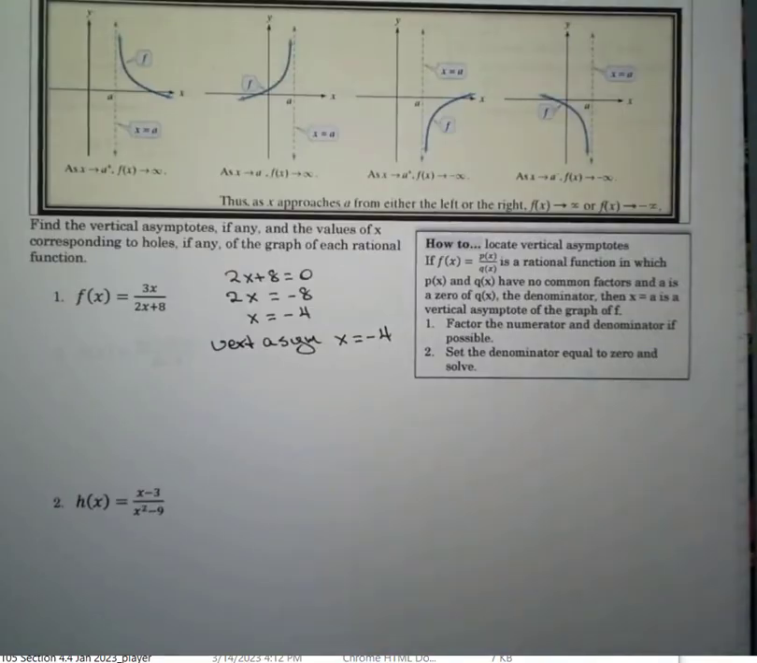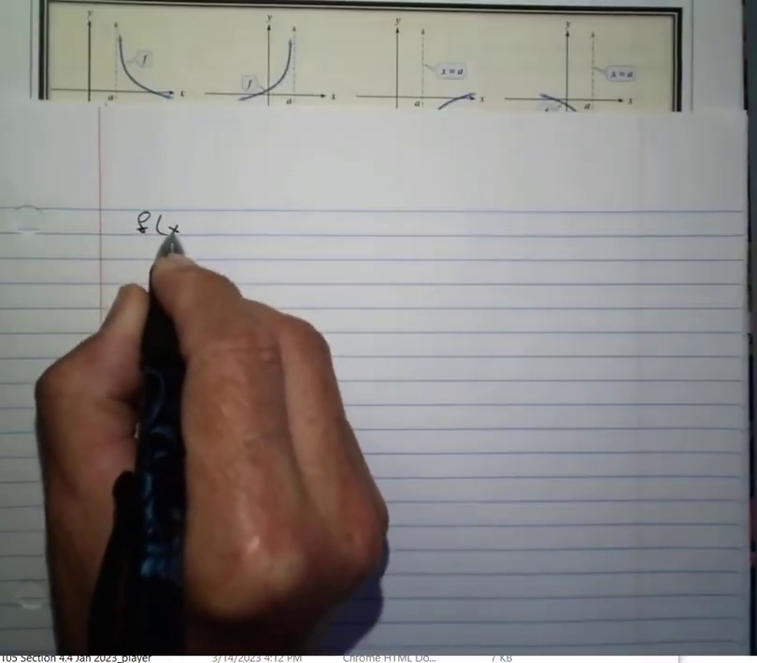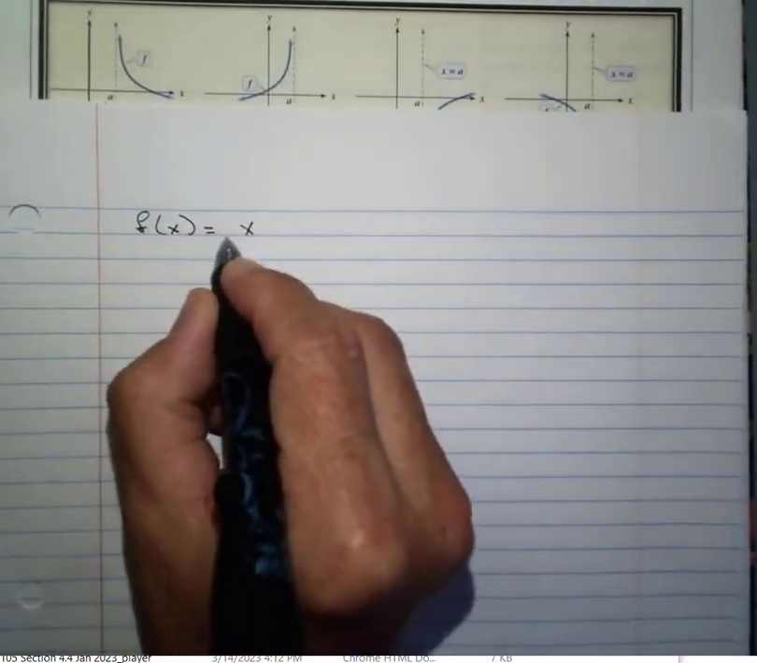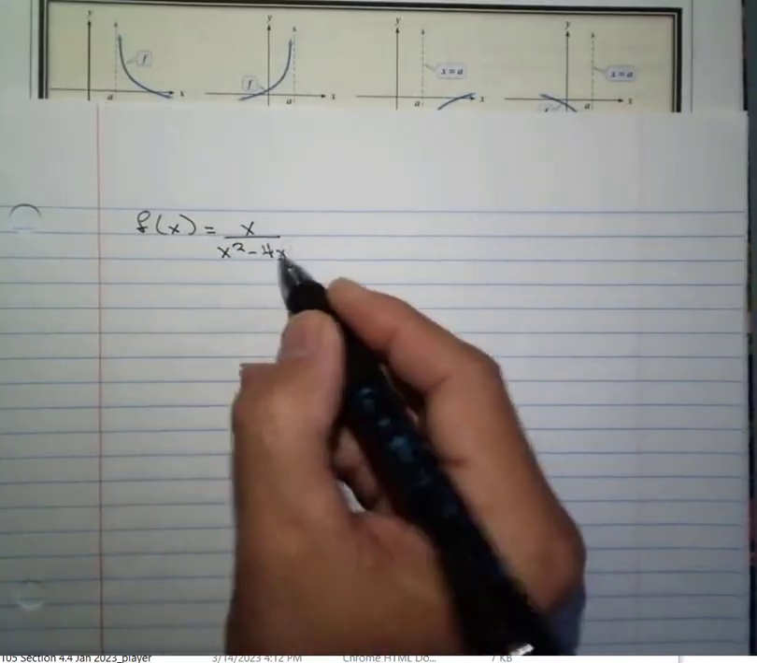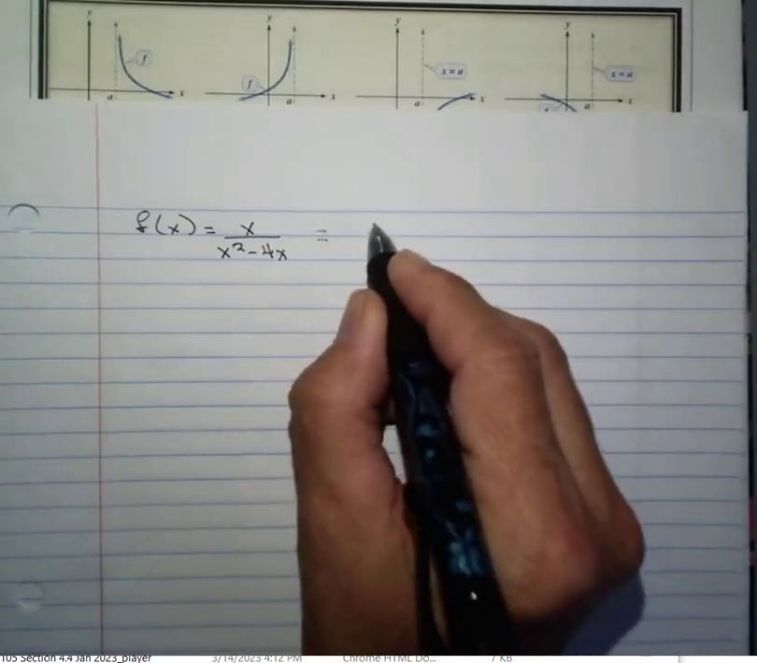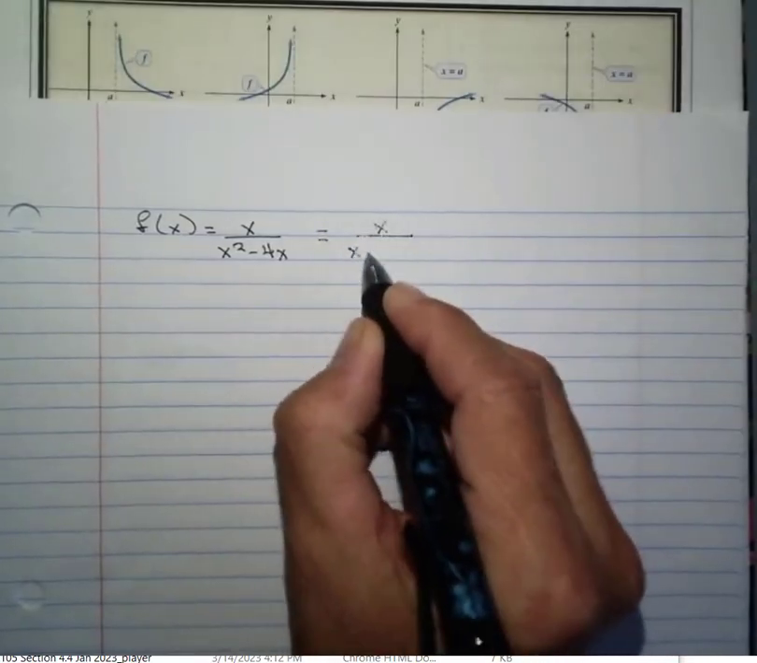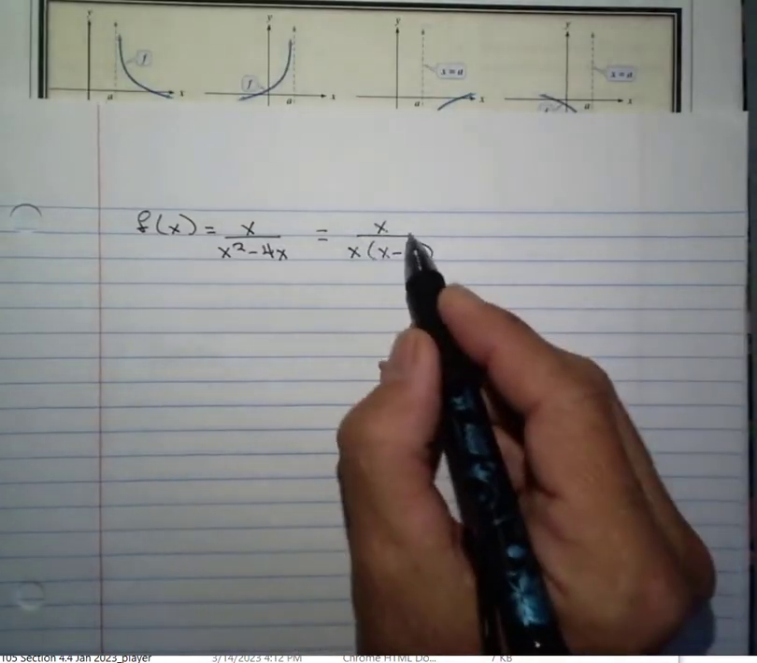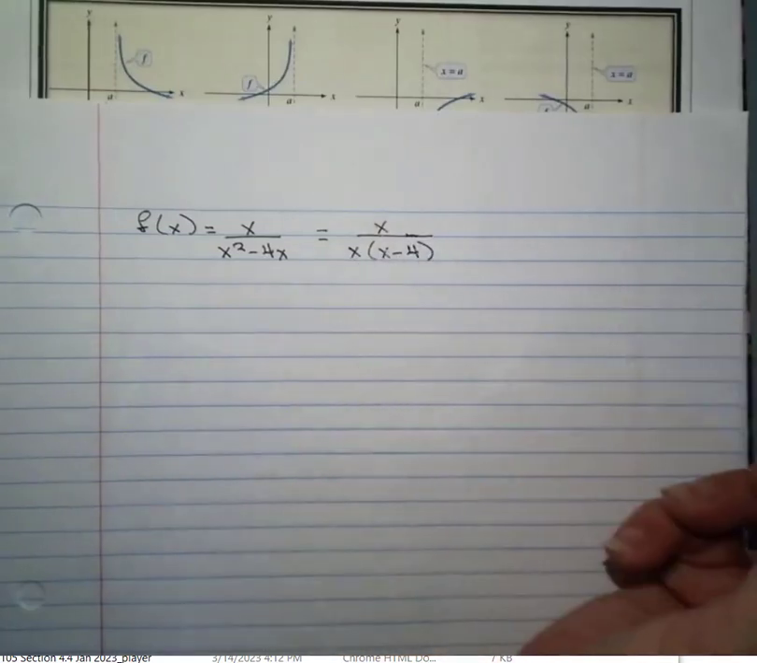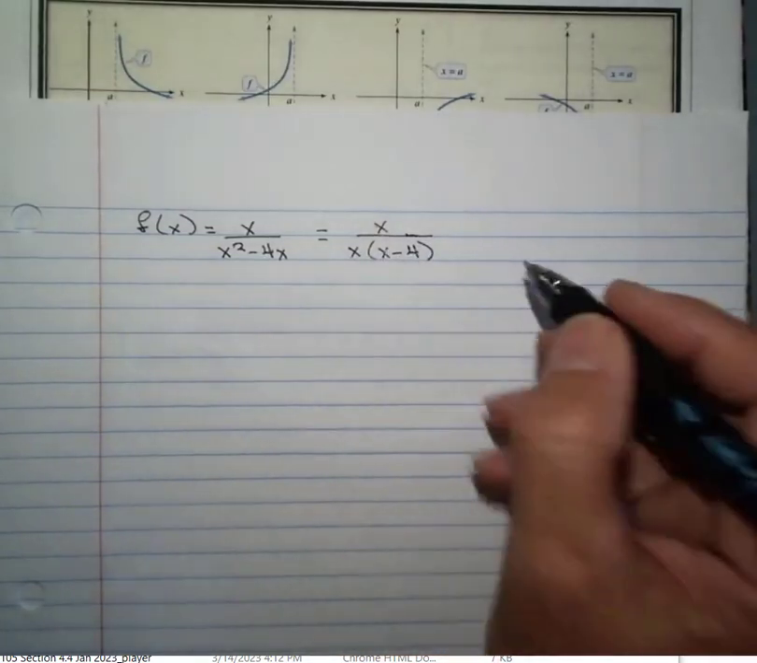And I'm going to show you an example real quick. I'm going to use another piece of paper to show you an example of a function that does have a hole in the graph. For example, let's look at this one. What if we had f of x is equal to x over x squared minus 4x? Now, I'm going to factor that. This is the same as x over x times x minus 4, factoring out my x. So I can easily see the restrictions on the domain, which would be the vertical asymptotes.